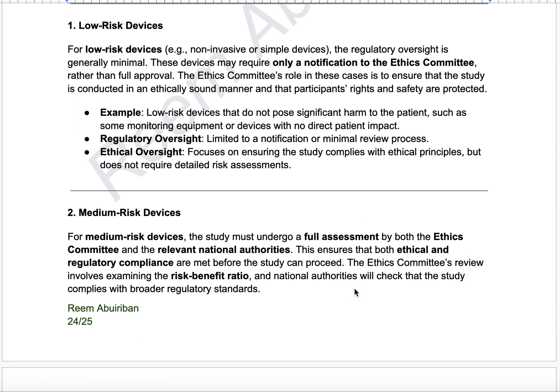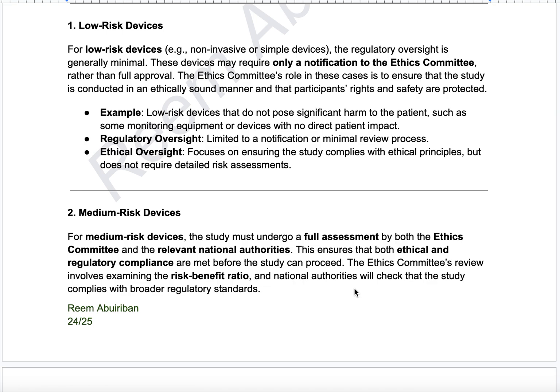divided into three types. Low risk devices: for low risk devices, non-invasive or simple devices, the regulatory oversight is generally minimal. The devices may require only a notification to the ethics committee rather than full approval. The ethics committee's role in these cases is to ensure the study is conducted in an ethically sound manner and that participants' rights and safety are protected.